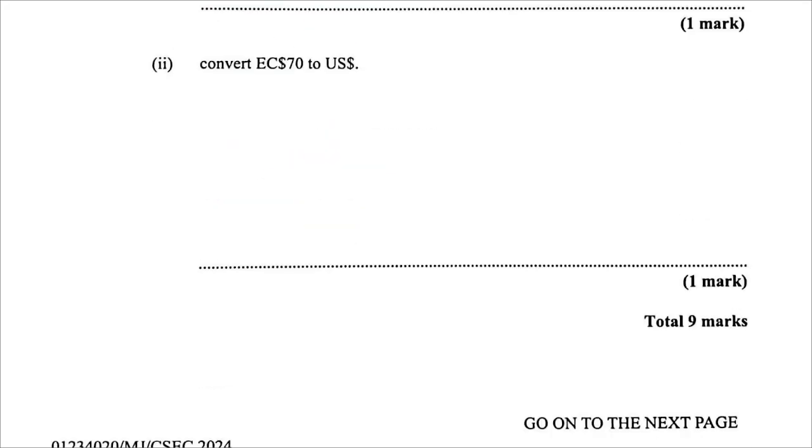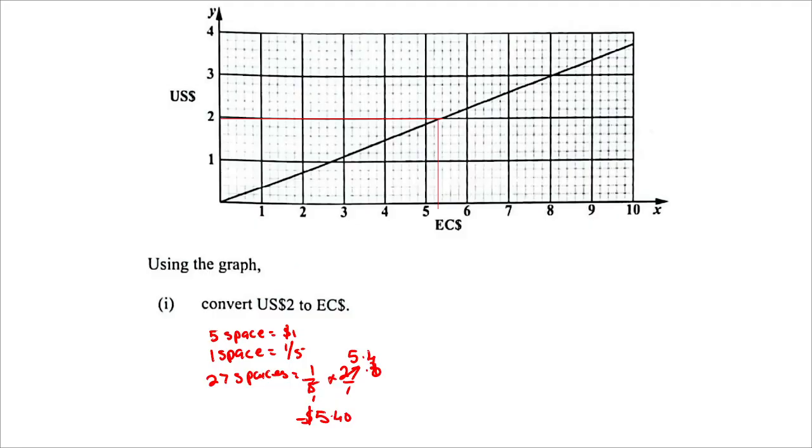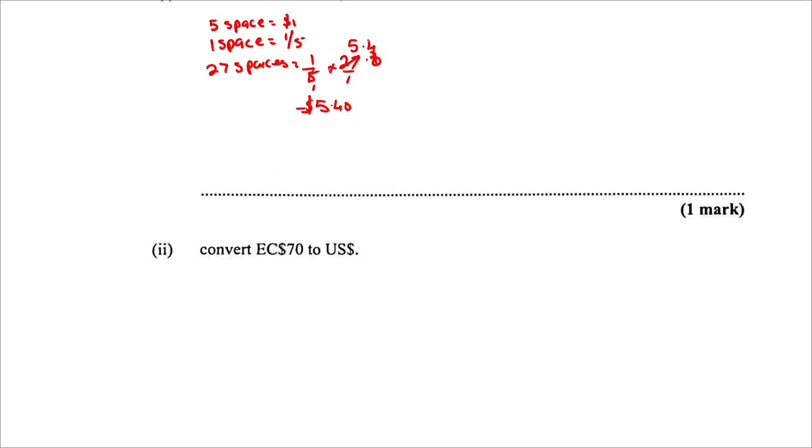Convert $70 EC to US. First off, we don't have 70 here, but we have 7. You need to recognize that 70 EC is the same thing as 7 multiplied by 10. So if you can find out for 7 EC and convert that to US, then you simply just need to multiply it by 10, right? Because it's a multiple of 10.